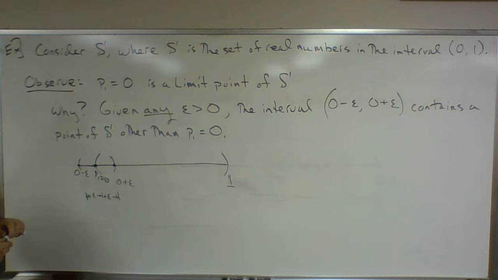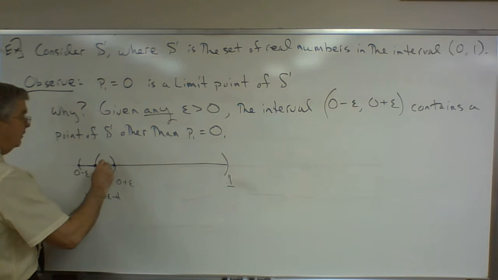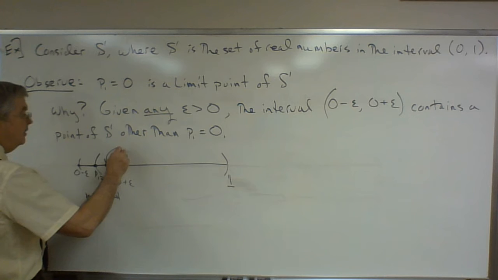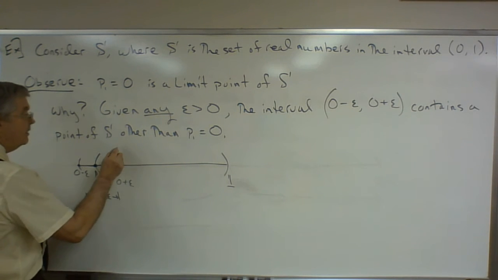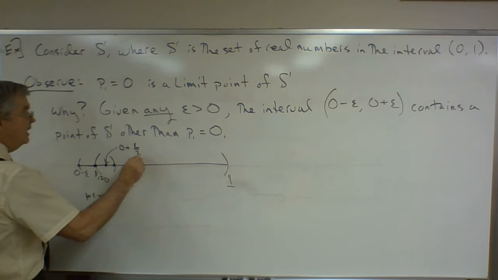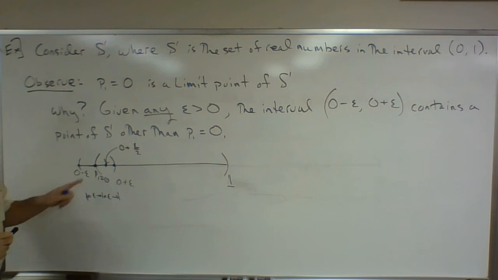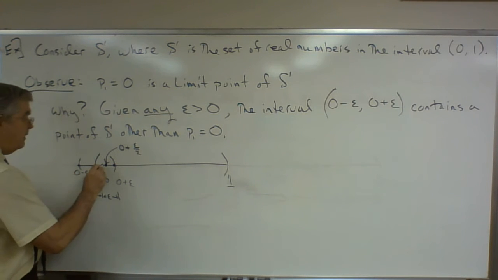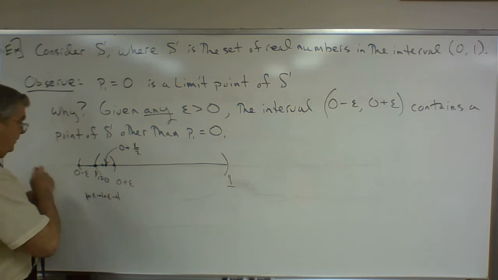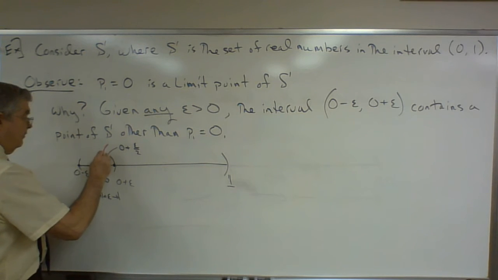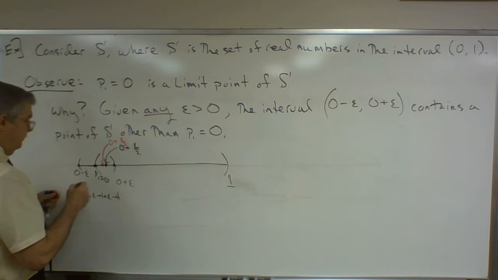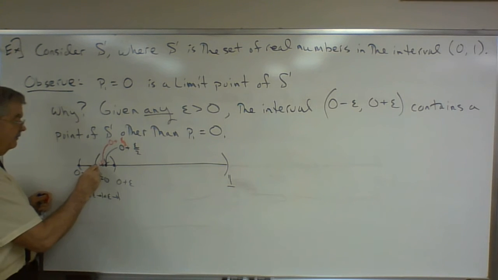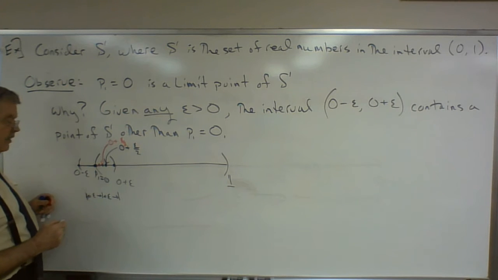Well, sure. What about this one? 0 plus epsilon over 2. That's a point in S, right? And it's in this interval. Or what about this point? 0 plus epsilon over 3. And here, 0 plus epsilon over 4.